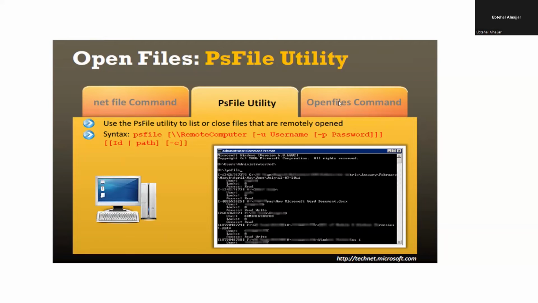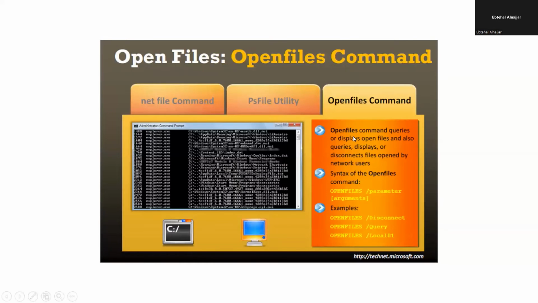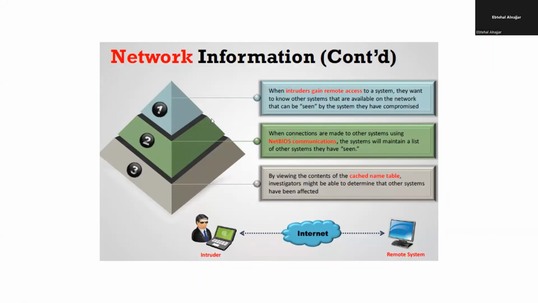Okay, guys. Also, there's another command here. It's called openfiles. It will query and display open files, and also query and display files opened by network users. The syntax for this openfiles is basically openfiles and specify the computer name. Also here you can see that is network information. When an intruder gains remote access to the system, they want to know other systems that are available on the network. They can be seen by the system they have compromised.